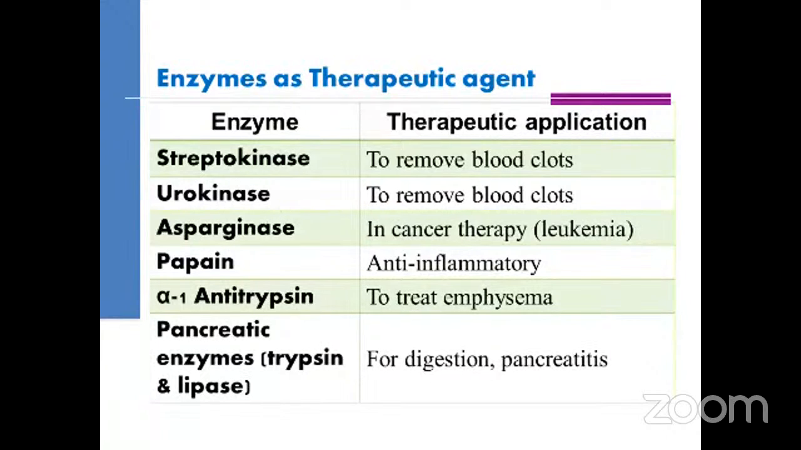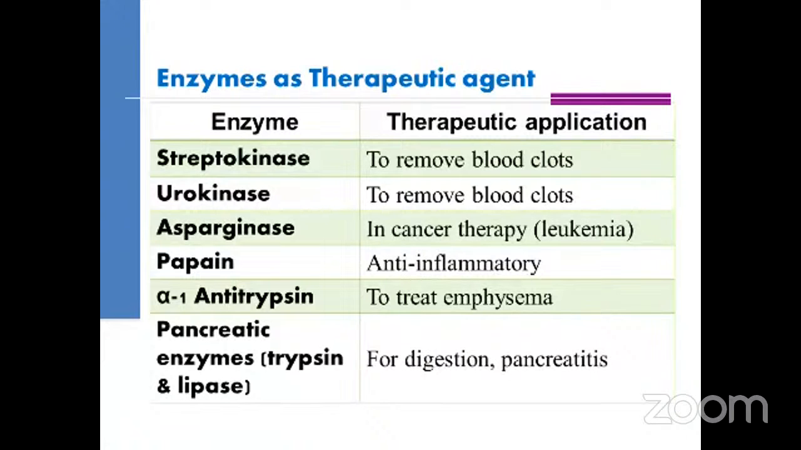So these are the therapeutic uses. Here you see, streptokinase and urokinase are used to remove the blood clot, so they are very useful in myocardial infarction. Asparaginase is used in cancer therapy. Papain is an enzyme which is used as an anti-inflammatory.